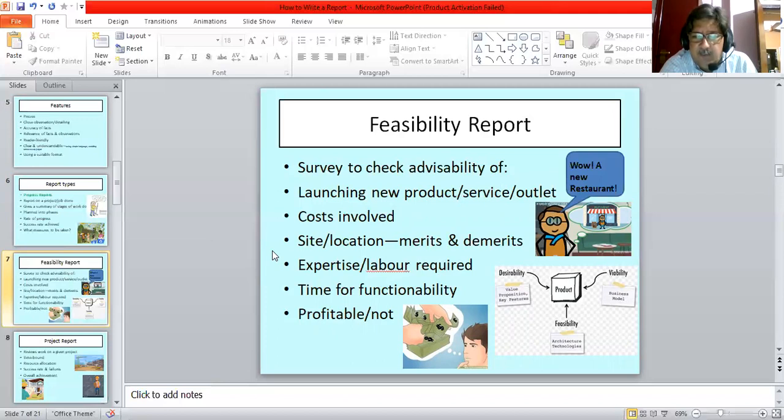So what would be the costs involved? What would be the merits and demerits of the site? Okay, how much expertise would you need to construct that outlet? What sort of manpower or labor would be required to man that outlet? Do you have existing manpower or do you need something more? So how much time would be needed before that outlet starts functioning? And would it be profitable ultimately or not? So you can see that a feasibility study would be extremely useful as far as the launching of products and services is concerned. So it is often that this kind of report is written or prepared in the business world.